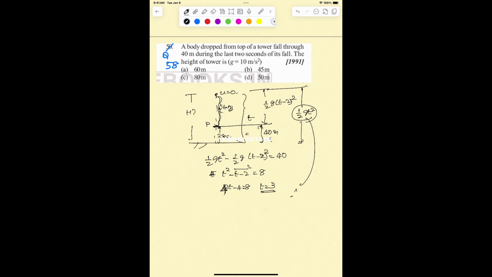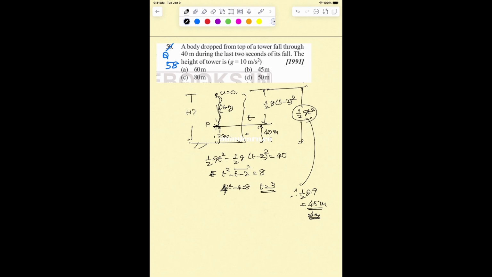Therefore the total time of fall is equal to 3 seconds. Therefore half g t squared, half g into 9, equals 45 meters is the answer. We got it, no? Fine. Okay, let me just repeat what the method is.